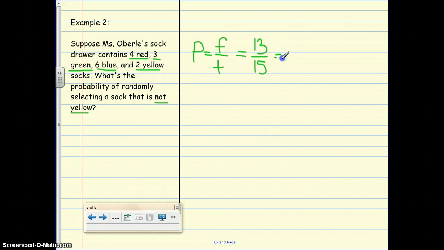So again, you could leave it as a fraction. You could write this as a decimal. Let me use my calculator quickly to divide. 0.87. Or you could write it as a percent.